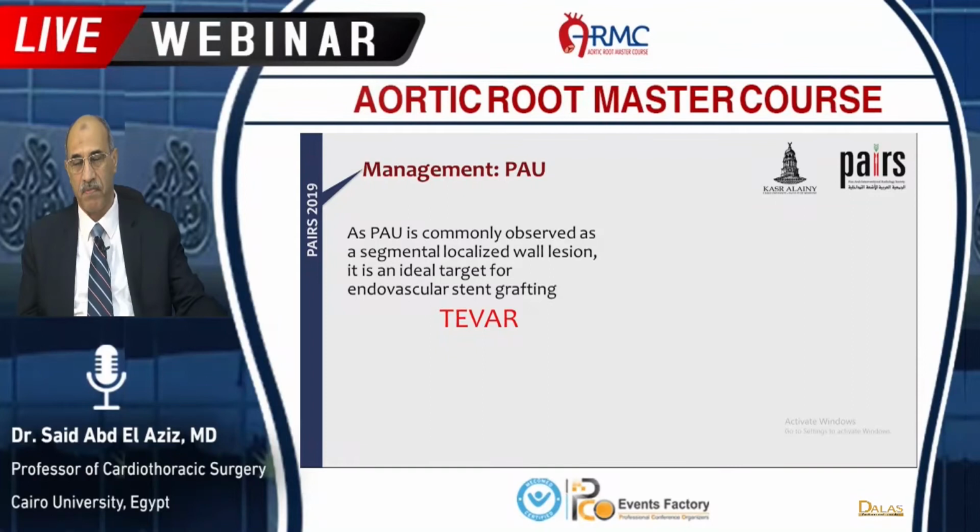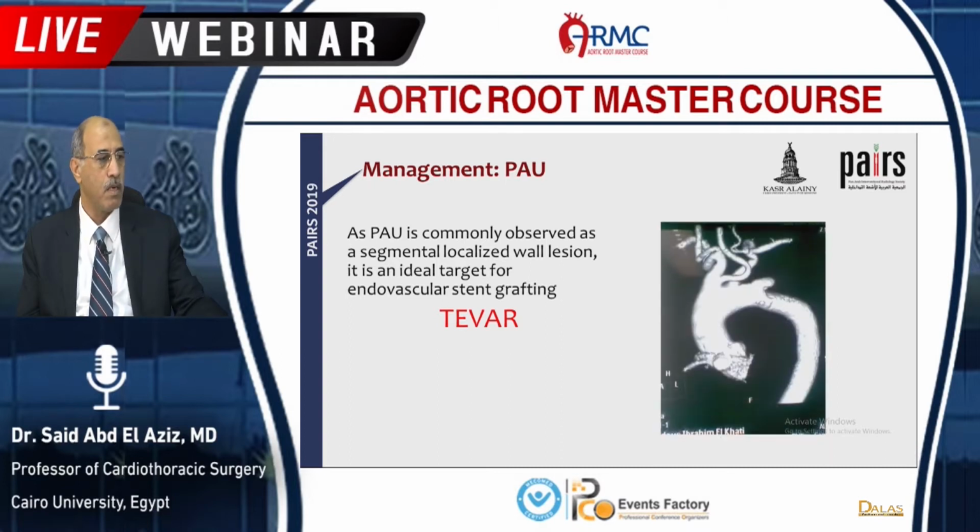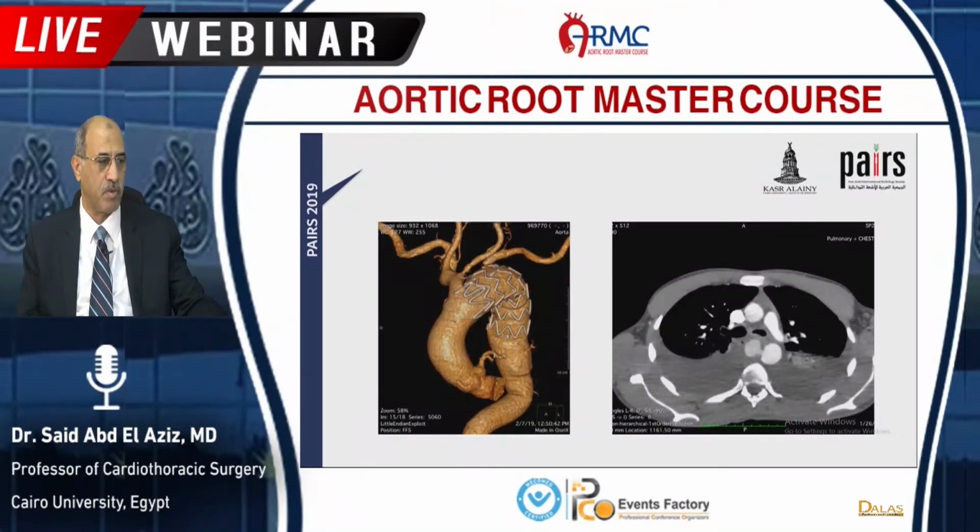What about TEVAR, which is favorable in the treatment of penetrating aortic ulcers? It's commonly observed as a segmental localized wall lesion. It is an ideal target for endovascular stenting. Here is a localized lesion in the descending thoracic aorta, so this is a good target for endovascular treatment. And this is a case with a complication of pleural effusion and penetrating ulcer, treated with a stent graft.